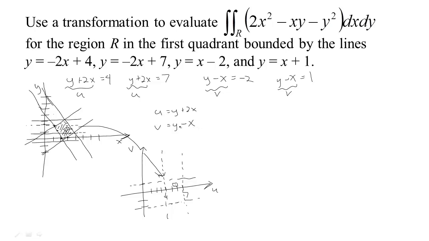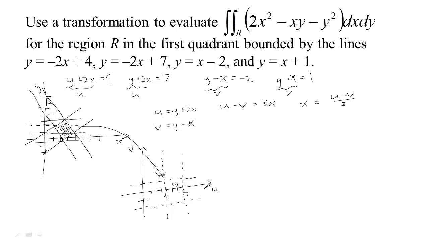In this case, that's not hard to do, because I can see some combinations that will eliminate y and allow me to solve for x in terms of u and v, and I see a combination that will eliminate x and allow me to solve for y. So what I'm noticing here is if I take u minus v, it's going to be this minus that, right? y minus y is nothing. 2x minus negative x is 3x. So it's pretty easy to solve for x. x is going to be (u minus v) over 3.